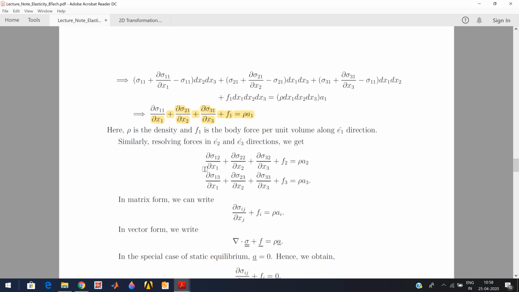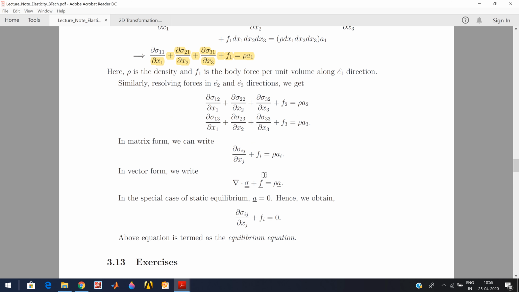And then if we consider the linear momentum balance again along 2 and 3, you will get the other two equations. So these three equations combined will be the equilibrium equation, and basically the equilibrium equation uses this term for the case of statics, when the acceleration term will be 0.